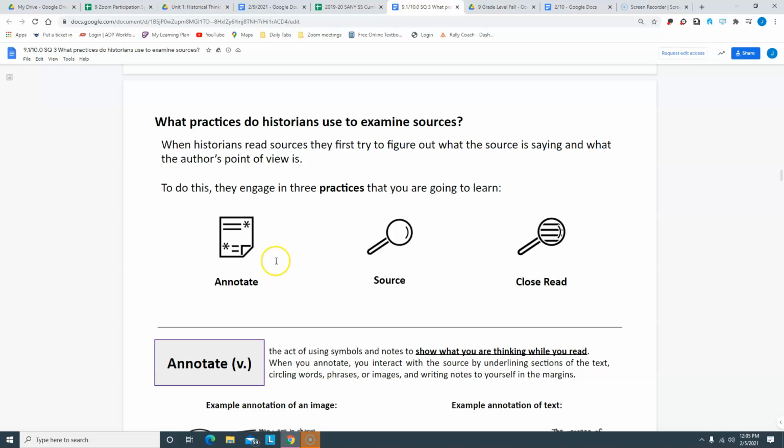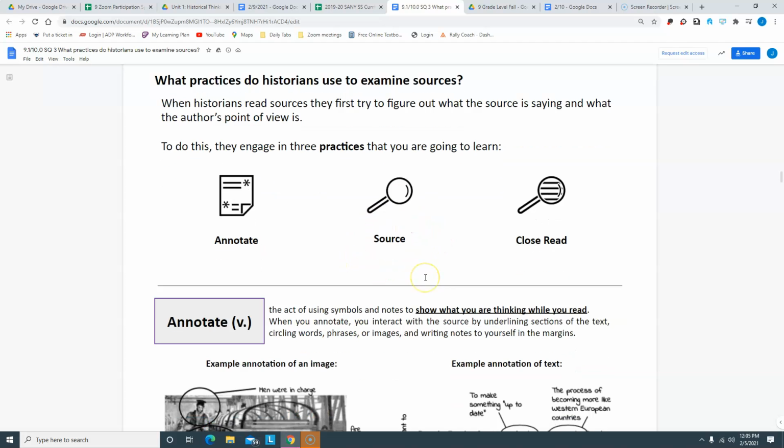We are going to practice annotating. Now you are also going to see a quiz on annotating. One of your assignments this week is going to be a quiz. I'm going to give you a historical picture and you're going to have to demonstrate how to annotate it. And then we're going to source a source. All right, we're going to talk about what that means.